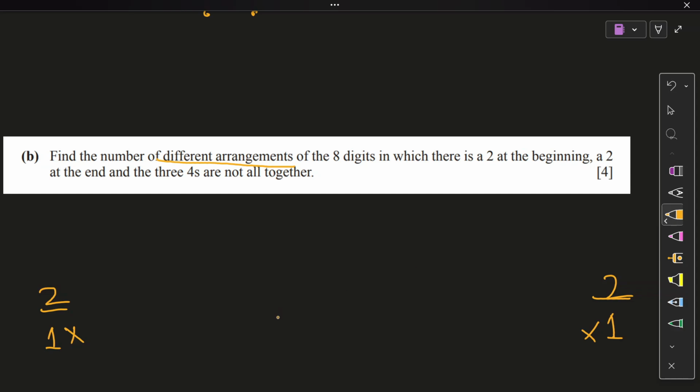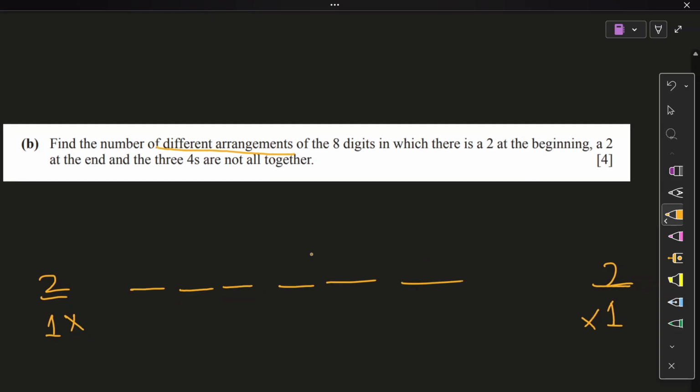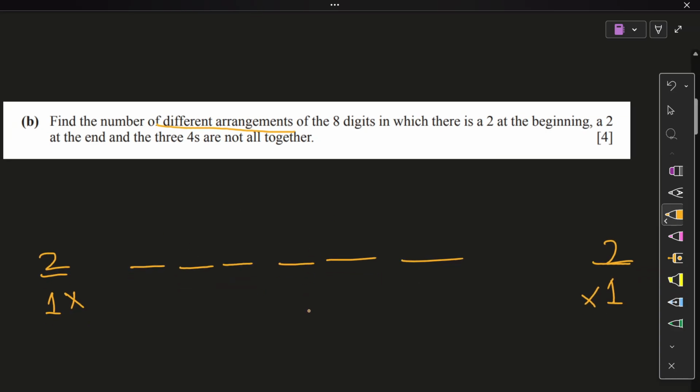Now, 8 letters, so 8 minus 2 is 6. So we have 6 positions remaining. 1, 2, 3, 4, 5, 6. Now, in these 6 positions, the second condition has to be met, which is the 3 fours are not all together. Whenever it says not all, what do we do? We first find out the total arrangement. So let's find out the total arrangements. What is moving? All these 6 letters in these positions will be moving, right? Those two twos are fixed at the beginning and at the end. Only this 6 will be moving.